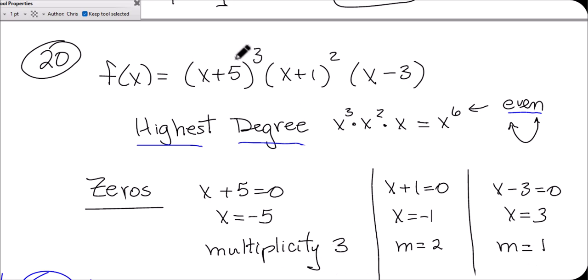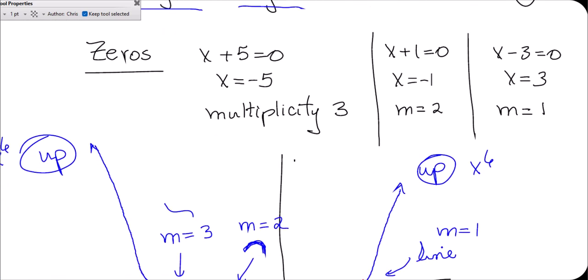The multiplicity on minus 5 is 3. Multiplicity on the minus 1, 2. And the multiplicity on the 3 is 1. So 3 means a snake, 2 means a U shape, 1 means a line. So let's take a look.